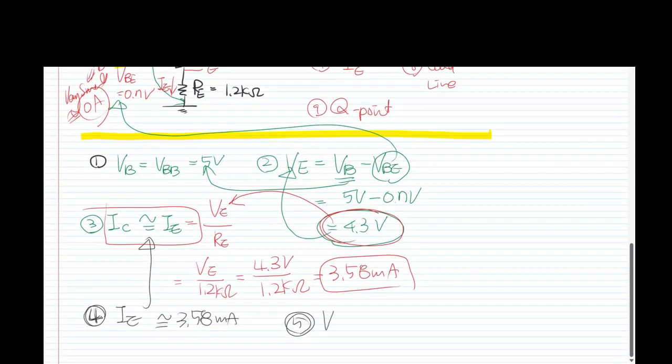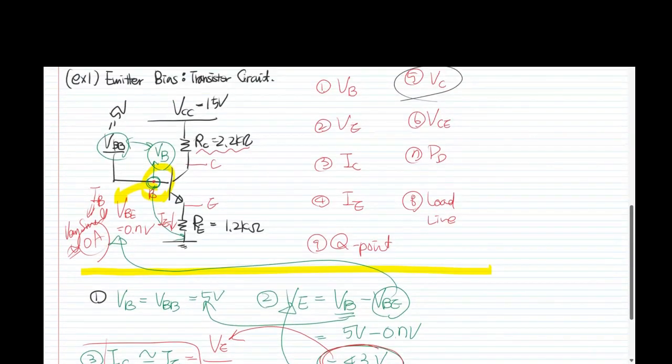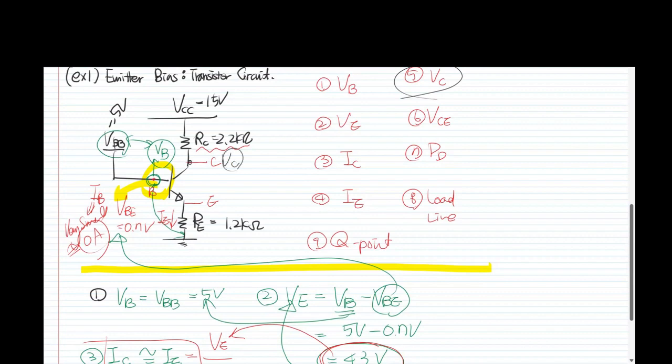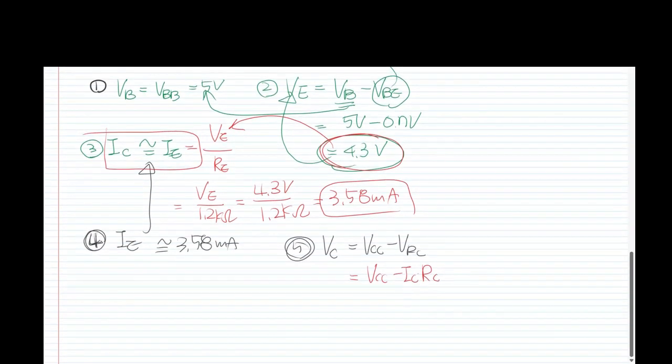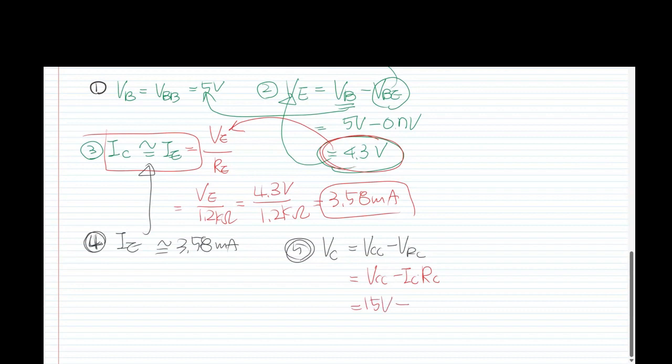Question 5 is, what is V sub C? V sub C is V sub CC minus V sub RC, that is V sub CC minus I sub C times R sub C. For this case, 15 volt minus 3.58 milliamp times 2.2 kilo ohm. Finally, 7.12 volt.